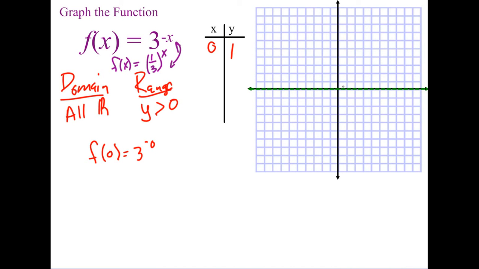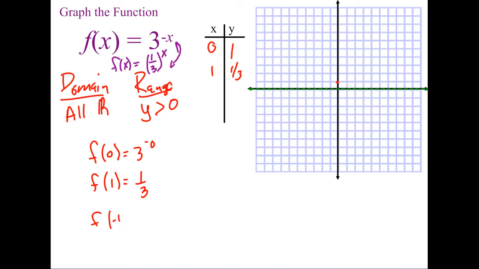F of 0 is 1. And let's try and find some other points. What would be f of 1? F of 1, now that is a third, because it's a third to the first power, which is a third. So we have 1 and a third. Let's take a look at some negative numbers.